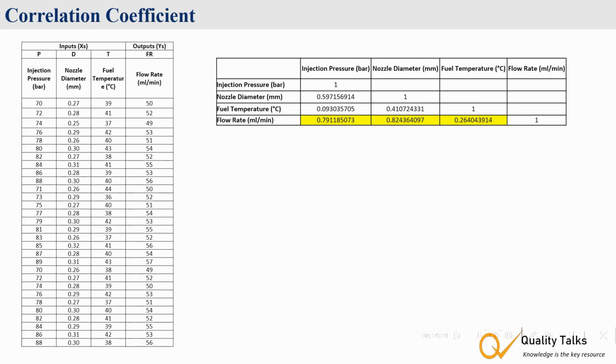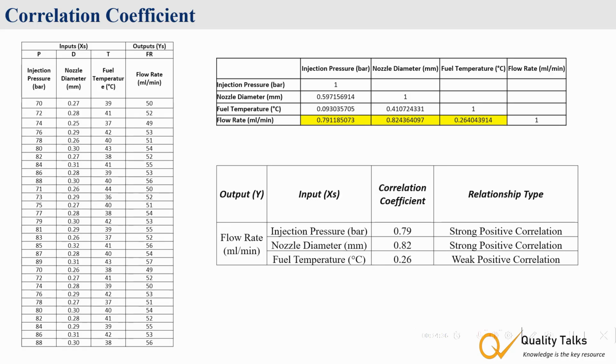Okay, we will summarize it. Our output is flow rate and inputs are three parameters. Correlation coefficient with injection pressure is 0.79. That shows strong positive correlation. With nozzle diameter, correlation coefficient is 0.82. That is also a strong positive correlation. With fuel temperature, it is 0.26. It's a weak positive correlation.